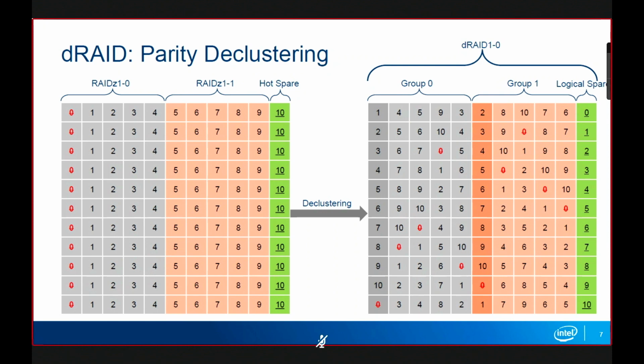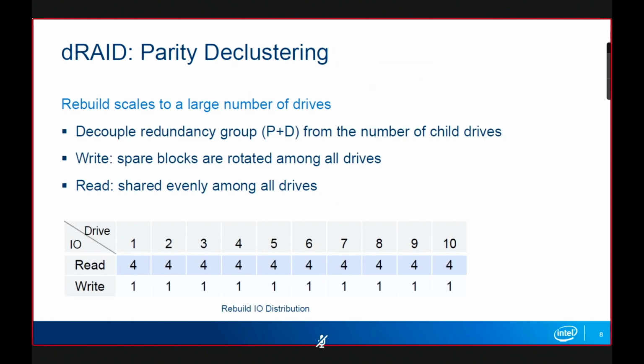And we can easily figure that out by, in this case, simply going through every single row and counting the number of times each drive is written to and read from. That way we will have an idea about the rebuild I/O distribution. So we're going to skip the actual counting here and go to the actual results. The table on the bottom shows the rebuild I/O distribution for all the drives. The first row shows the number of times each drive is read from. The second row shows the writes. So clearly we are distributing the rebuild workload equally among all the drives.